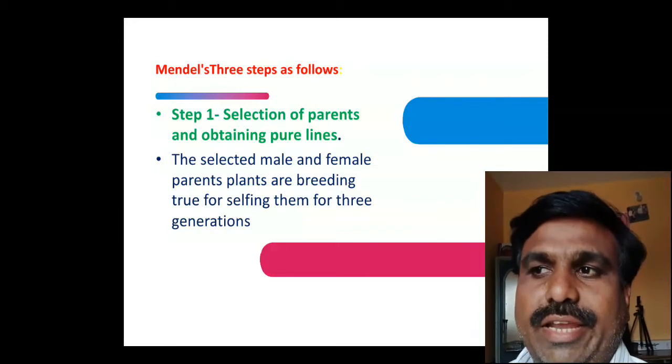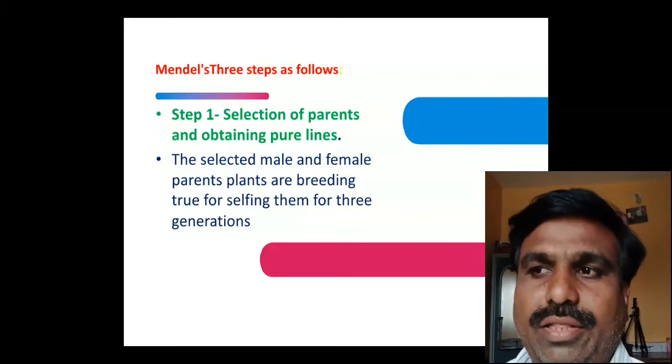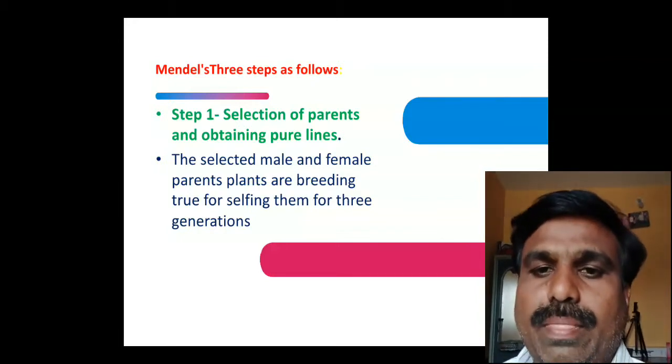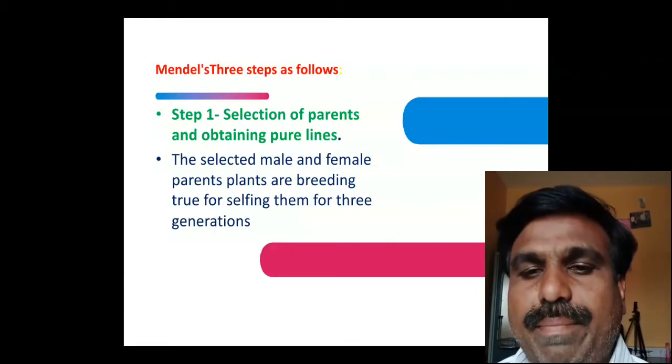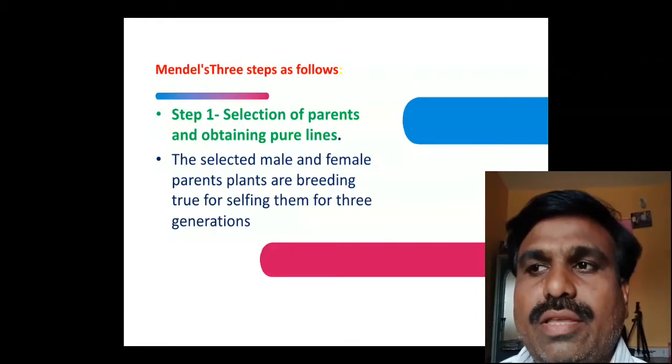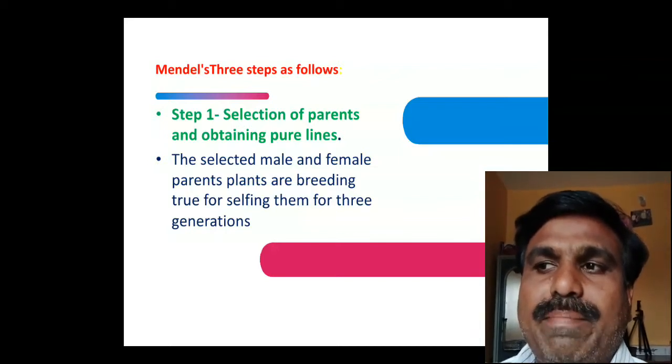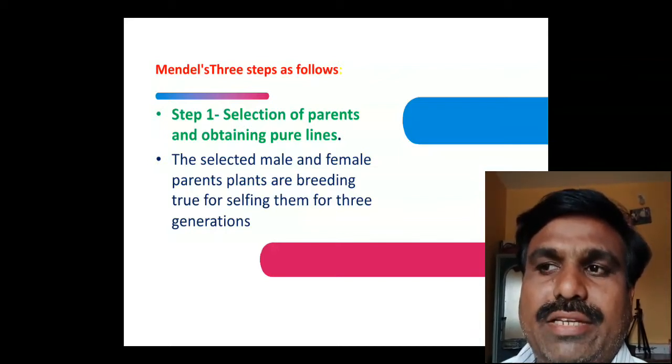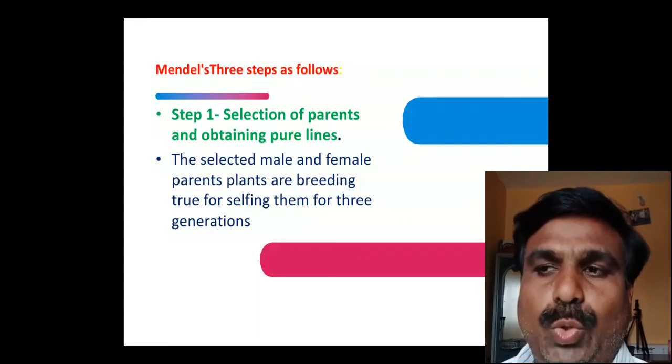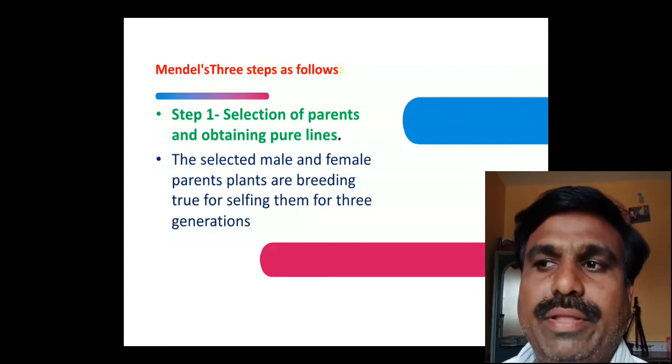The first step of the hybridization experiment is the selection of the parents. The selected male parent and female parent are ready for selfing.